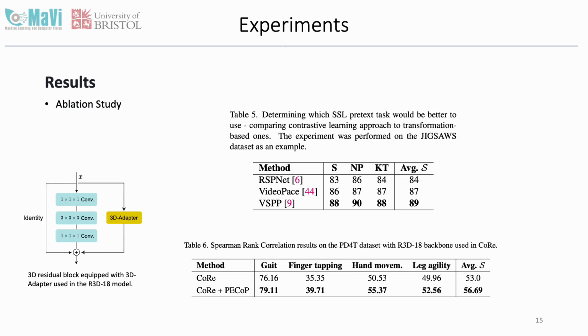In our ablation study illustrated here, we explored different self-supervised learning methods used in the second stage of PECoP to determine which would be most effective for action quality assessment downstream tasks. The results are presented in Table 5, where VSPP and SSL methods achieve the highest performance. Also, Table 6 shows the impact of our PECoP approach on the PD40 dataset using the R3D18 backbone. With PECoP, we see an improvement across all tasks of this dataset.